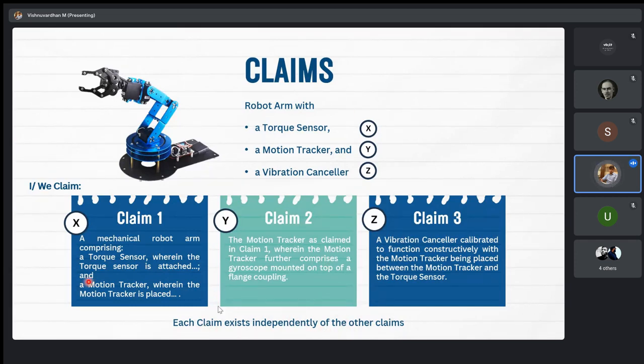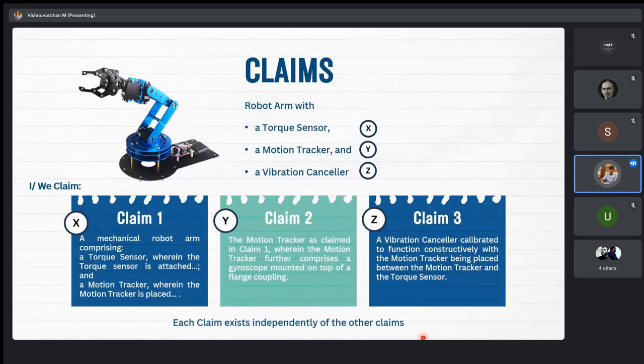And lastly, I've already told you that each claim exists independently of the other claims. So each claim will be investigated properly. For each claim they'll check: is there novelty, is there inventive step, is there industrial applicability, and if any of the claims fails, that claim will be struck out. Even if claim two is struck out, as in the motion tracker has been found to be not novel and not inventive, claim one and claim three will still exist. It doesn't mean that the novelty or inventive step of the other two claims is affected, only this one is struck out. So very simple.